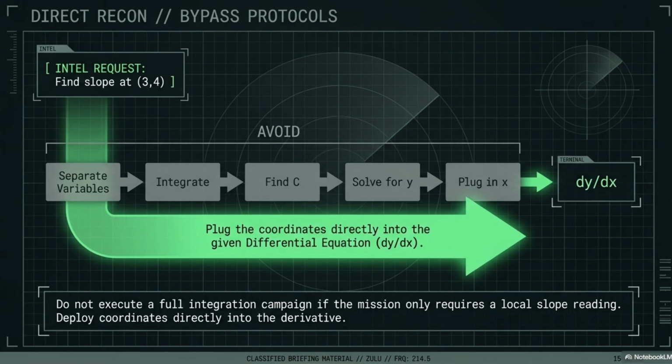We have authorization for direct recon bypass protocols. If a mission request simply asks to find the slope at a specific point, do not execute a full integration campaign. Avoid separating variables or solving for c. Instead, bypass the algebra and plug the given coordinates directly into the given differential equation, dy/dx, to instantly extract the slope.